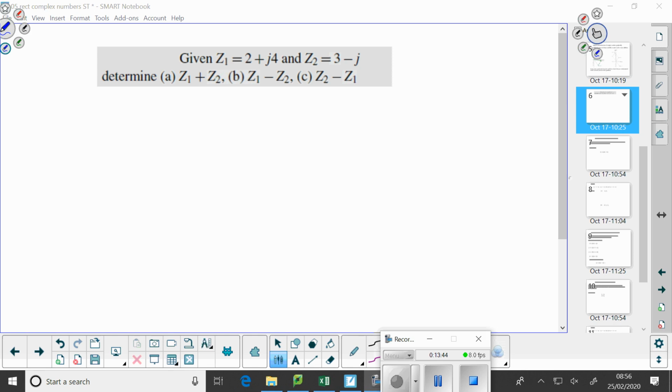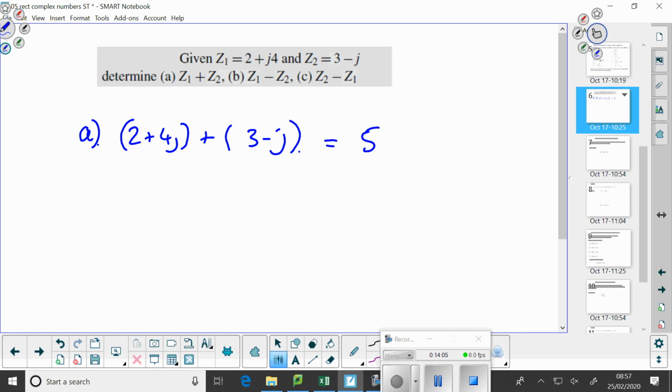Right, lads. We're looking at 2 plus 4j. I'm going to add it to 3 minus j. So we've got 2 plus 3, 5, and 4 plus minus 1 of j.